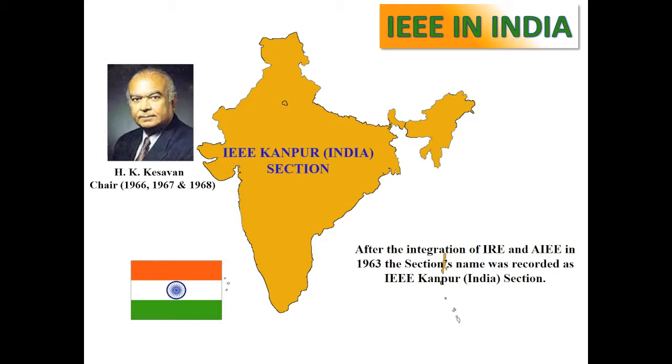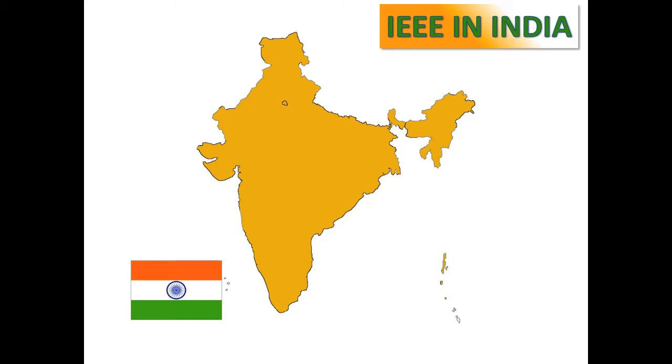A new petition to form an IEEE India section was submitted by Fakir Chand Kohli in May 1969, which led to formation of India section. What happened to Kanpur section is currently being investigated. However, it appears that the original section was dissolved and Kanpur became a subsection of the newly established IEEE India section.